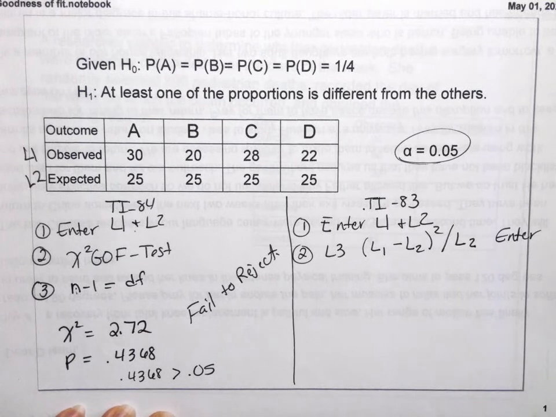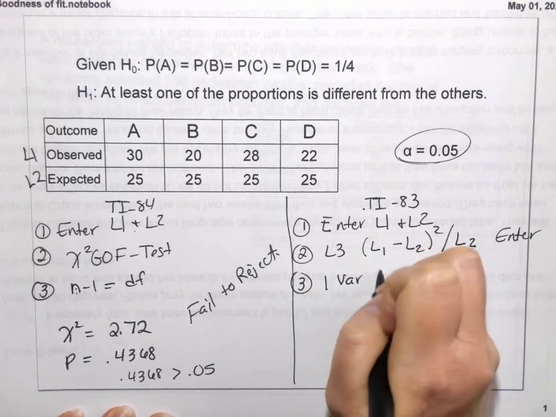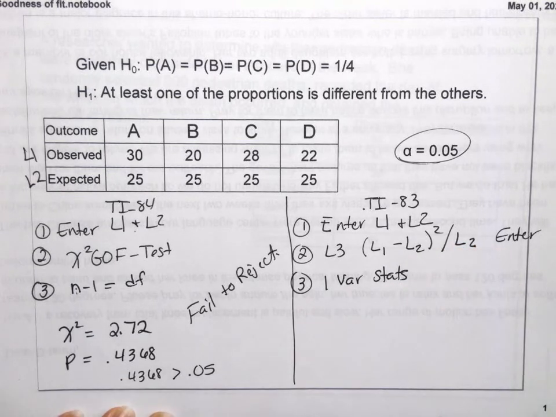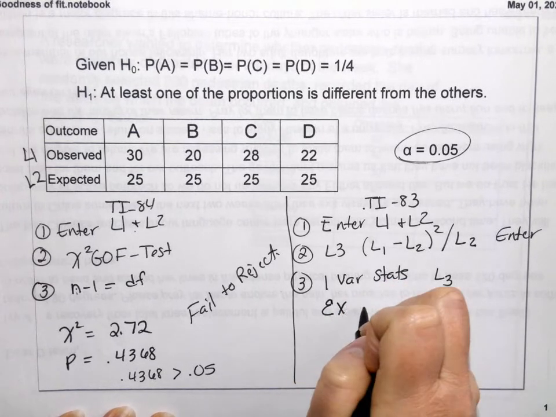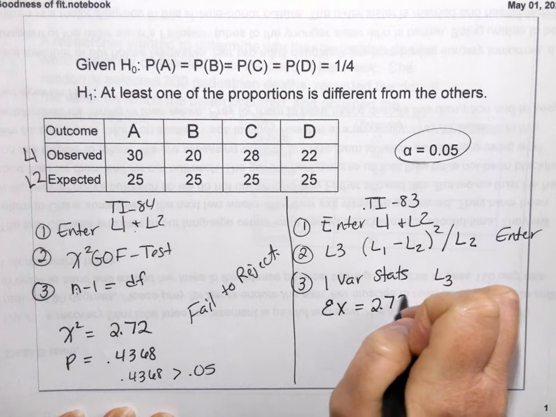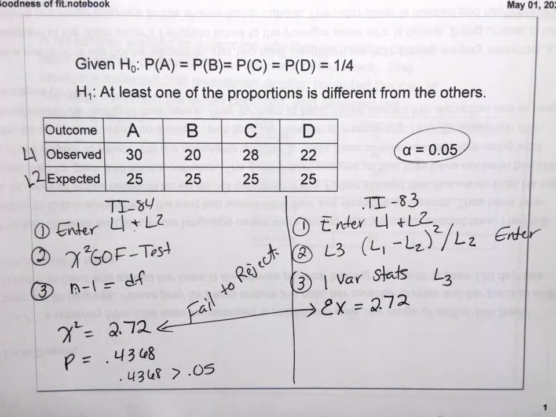Okay, you're good so far. Now you have to do one variable stats. So stat, calc, one variable stats. You want it on list 3, and you're going to calculate. And you're going to look for this: the sum of the x's is 2.72. Oh my goodness, look at that. That's your chi-squared value. The sum of the x's is your 2.72.